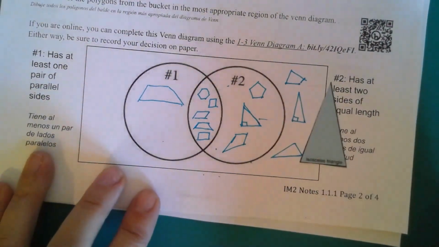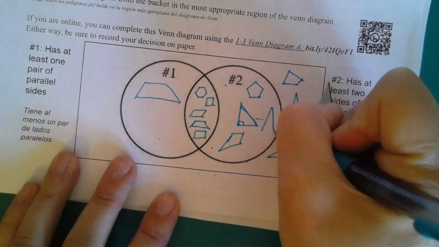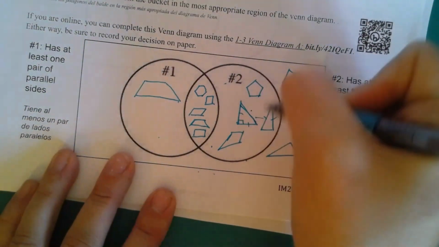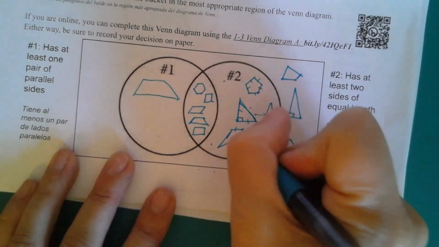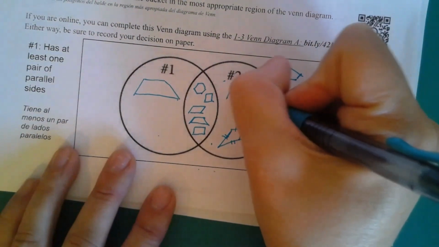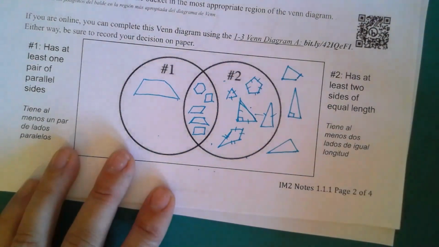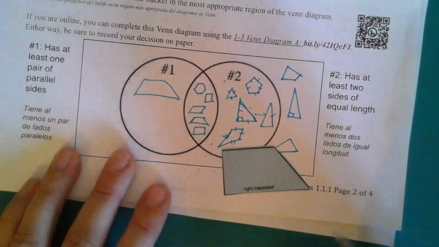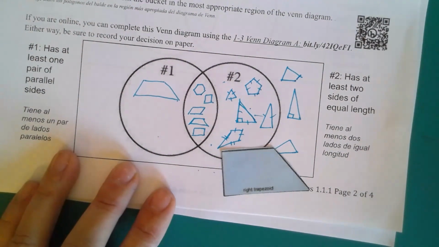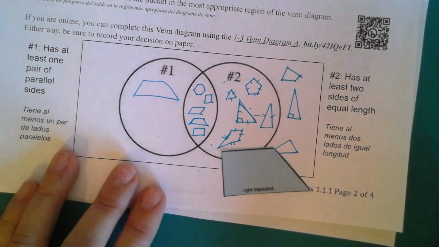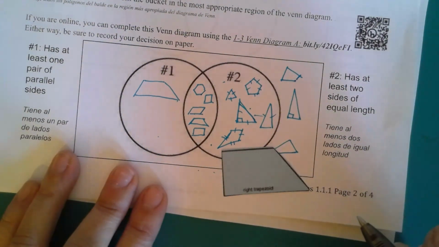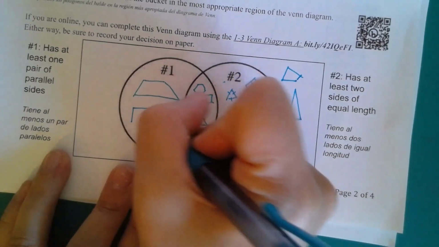Isosceles triangle. 2 sides of an isosceles triangle are the same length. Could mark that. Okay, equilateral triangle. 3 sides that are all the same length. Right trapezoid. It's a trapezoid, so it has parallel sides, none of which are the same length, so it only meets condition number 1.